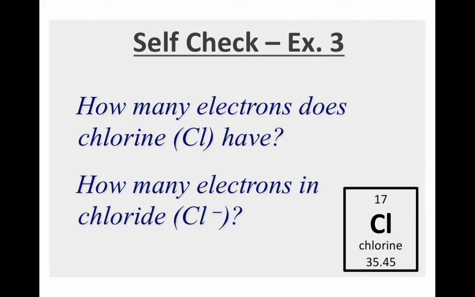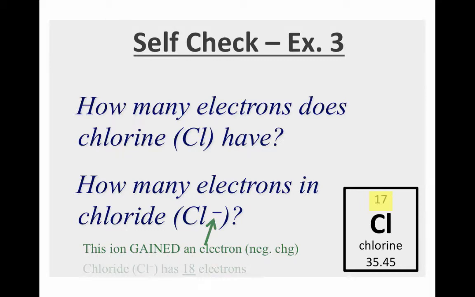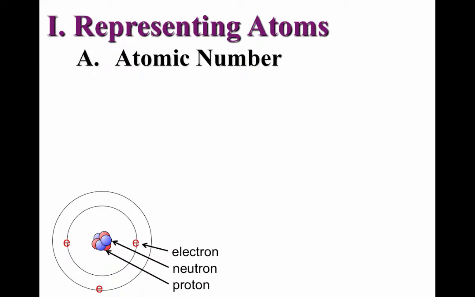Now this question's a little different. I want to know how many electrons in a chlorine, and I also want to know how many electrons in chloride. So I bet you figured out how many electrons are in chlorine. It's 17, right? The atomic number is 17, so that's the number of protons and electrons. But what about chloride? What does this little symbol tell us about this ion? Well, what it tells us is that this thing has gained an electron. That's why it has a negative charge. Therefore, chloride has 18 electrons. Excellent.